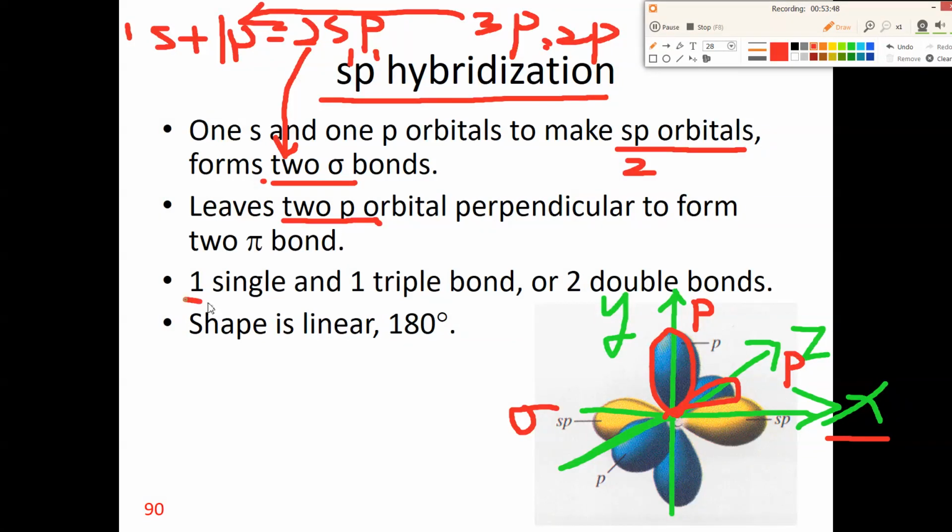So we have one sigma bond in the triple bond, and two p orbitals give two pi bonds. The orientation of these two pi bonds is perpendicular to each other, and also perpendicular to the sigma bond. Basically, think of sigma along x, and the other two pi bonds kind of along the y and z axes.